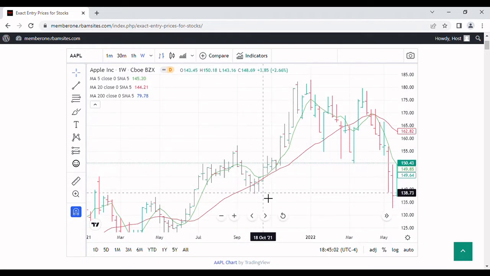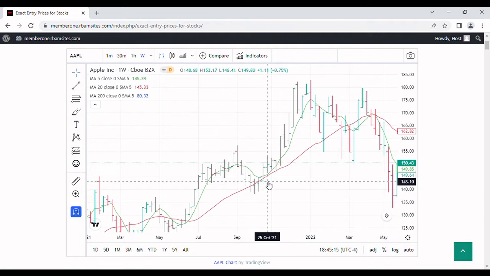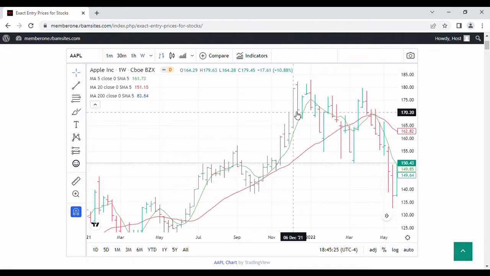So we look here. We take the week of October 18th, and we see that it's closed at 148.69. We're above the green. We're above the red. Everything's sloping up. So we want to buy the next week at 148.69. So let's see if we can, and we could. So we're in the market at 148.69. All we got to do is hold that thing as long as our stomach can handle it. And if you'll notice, it never even closed below the 20 until all the way up here.